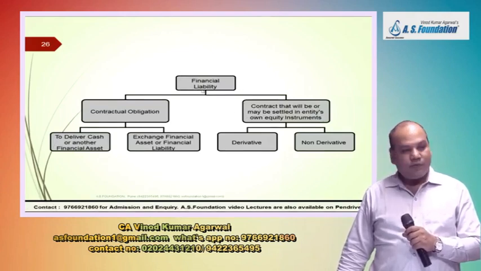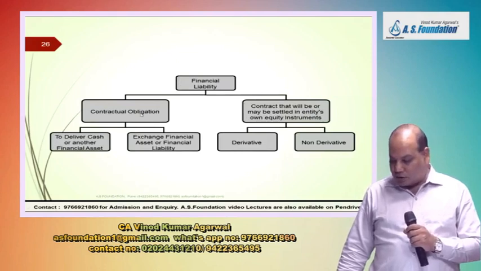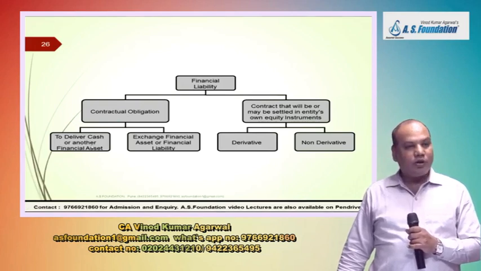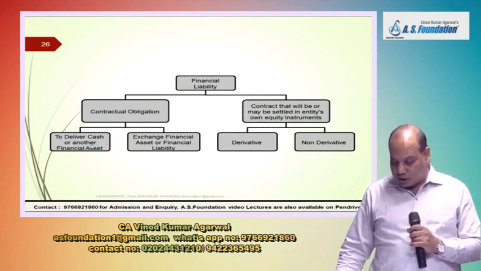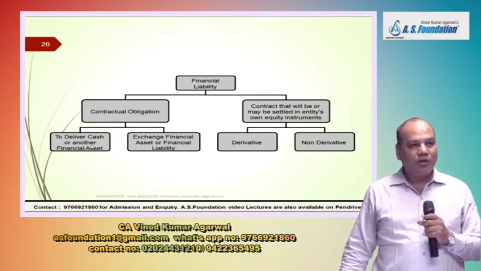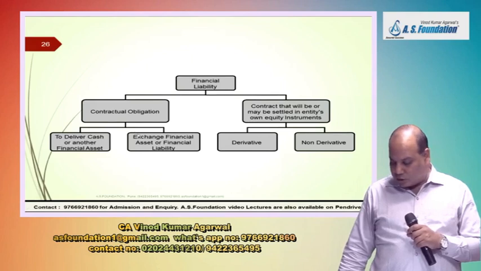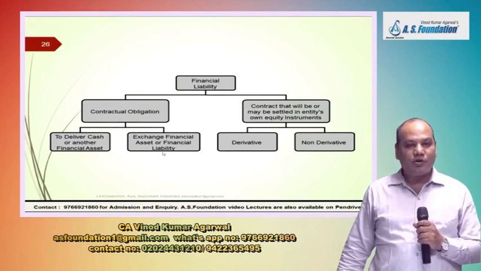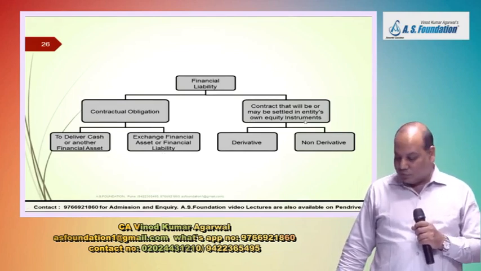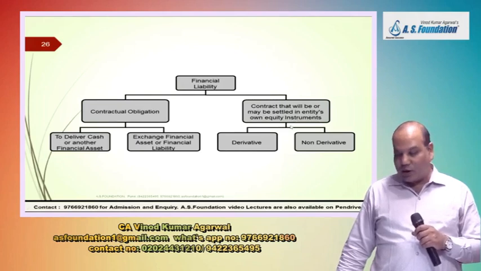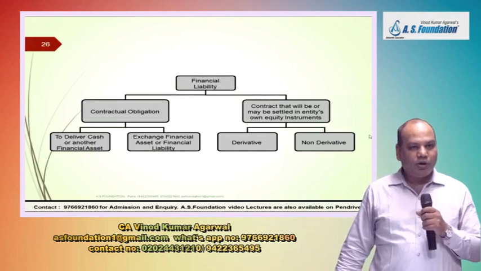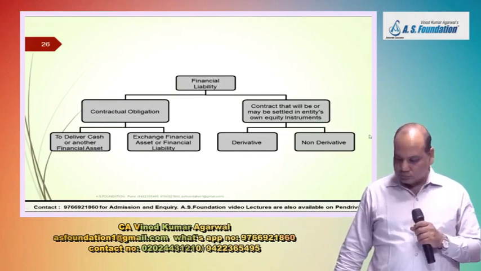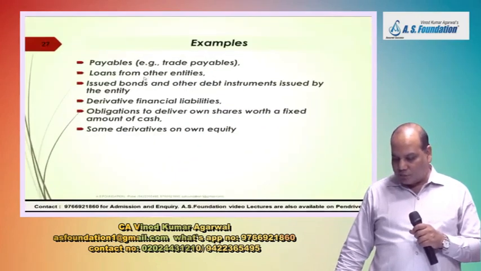So now the summary of our financial liability. Financial liability can be a contractual obligation. If it is a contractual obligation, there is an obligation to deliver cash or another financial asset, or a contractual obligation to exchange financial asset or financial liability under potentially unfavorable condition. Or it can be a contract which will be settled in entity's own equity instrument, which may be a derivative contract or which may be a non-derivative contract. So we have taken an example of each of them.